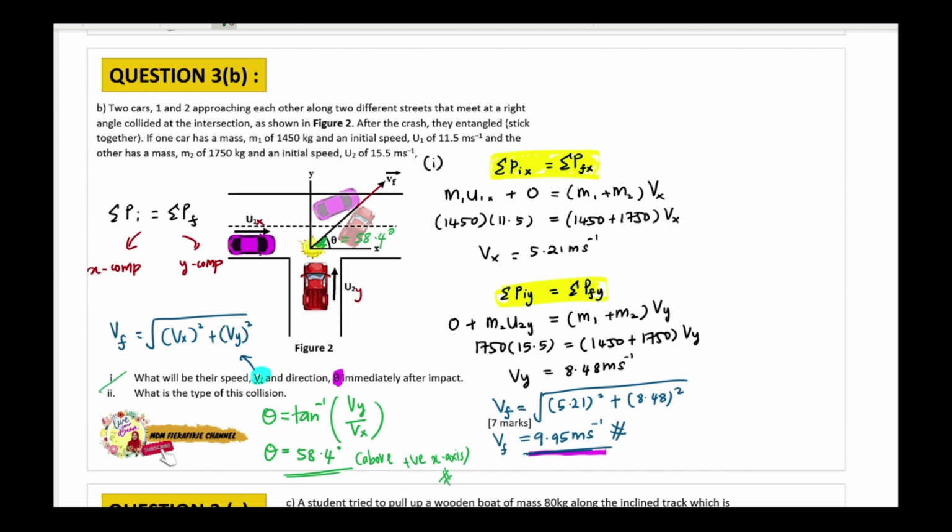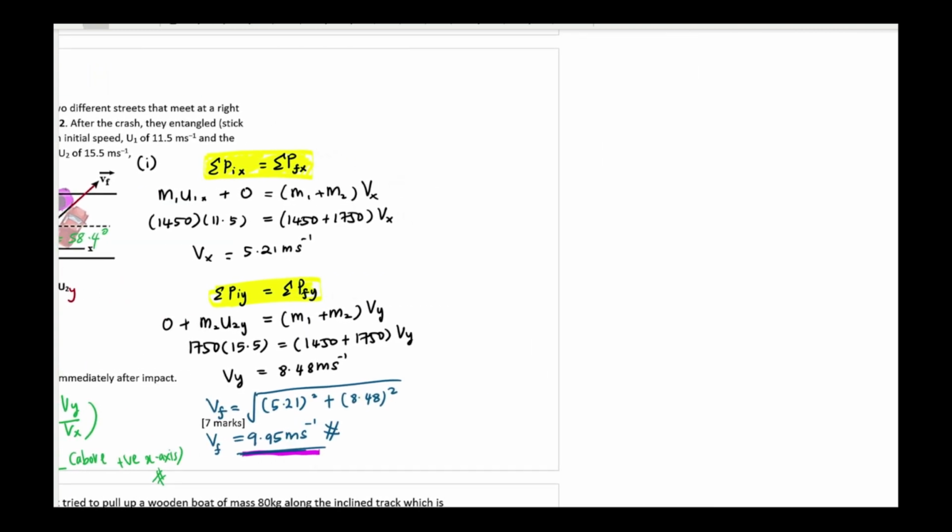And then second, what is the type of this collision? Apa jenis collision ni? So in order to determine the type of the collision, we need to calculate what is the total initial kinetic energy and what is the total final kinetic energy.